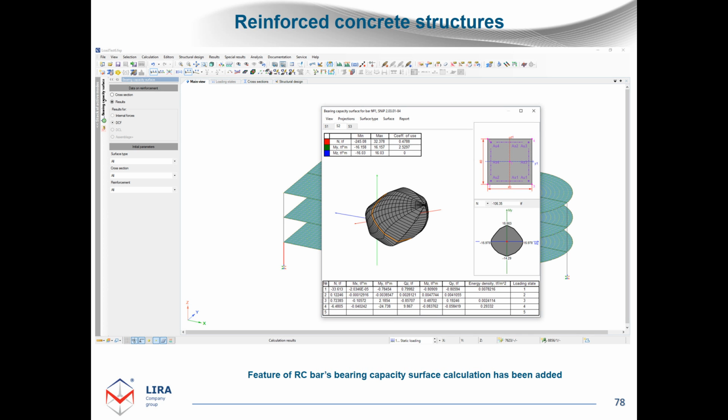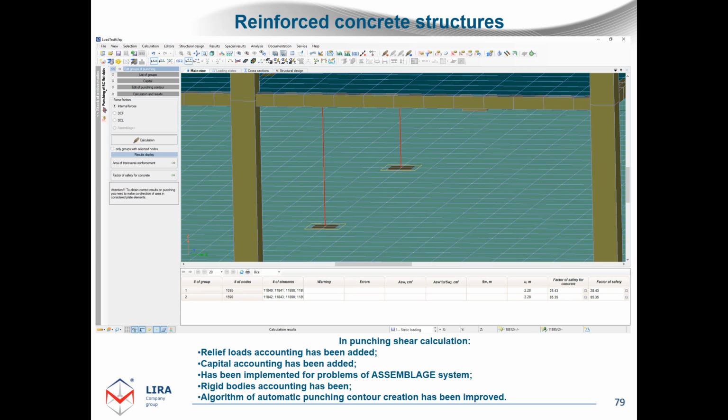You can now build a bearing capacity surface for preset reinforcement and proportioned reinforcement in bar finite elements. Punch and shear analysis has been significantly enhanced. We've added accounting of relief forces and capitals. Punch and shear analysis was also implemented in problems of assemblage system. Absolutely rigid bodies are now taken into account also. And we've improved the algorithm of automatic creation of punch and shear contours.